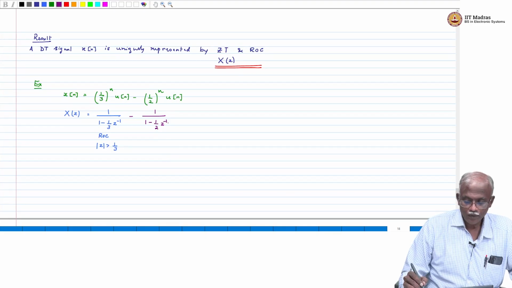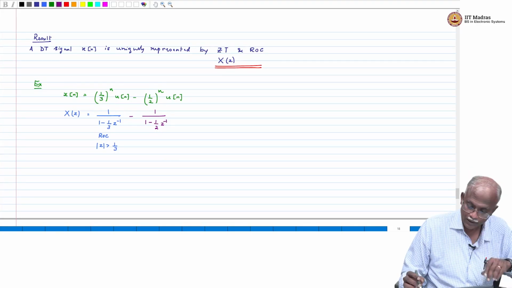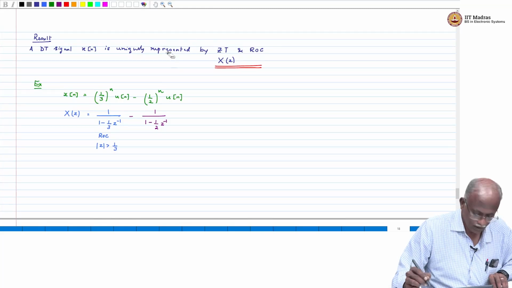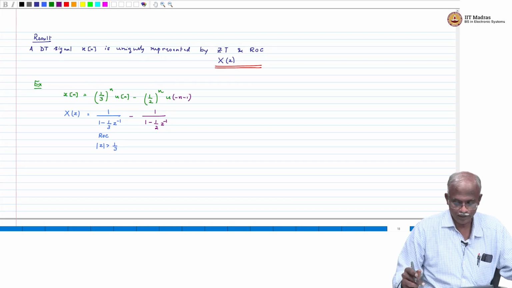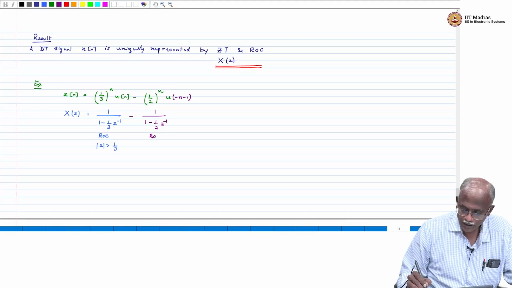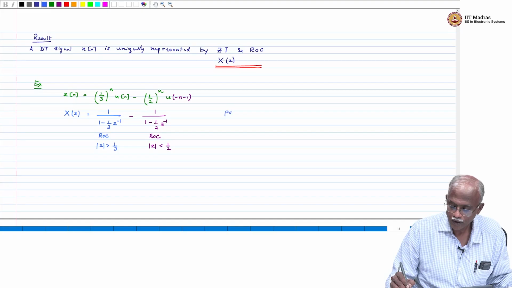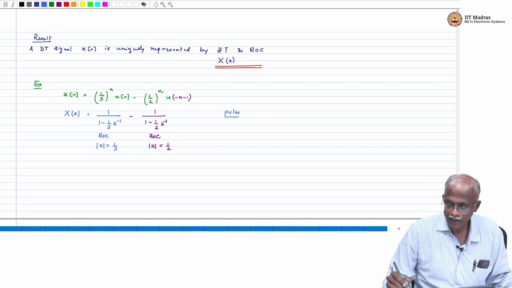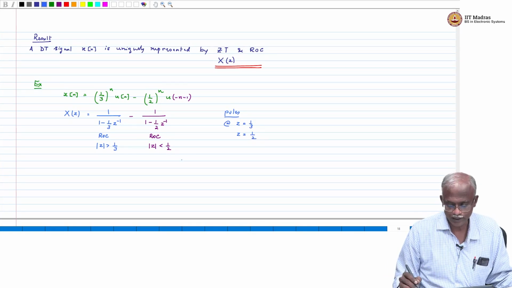Now, of course, you can... wait a minute. I think I made a mistake here. Sorry, it should be u of minus n minus 1. So this is a left-sided sequence. In this particular case, you will get the same expression, but the ROC will be mod z less than 1/2. Where are the poles of X of z? The poles are at z equal to 1/3 and z equal to 1/2. There are two poles, if you simplify this expression.